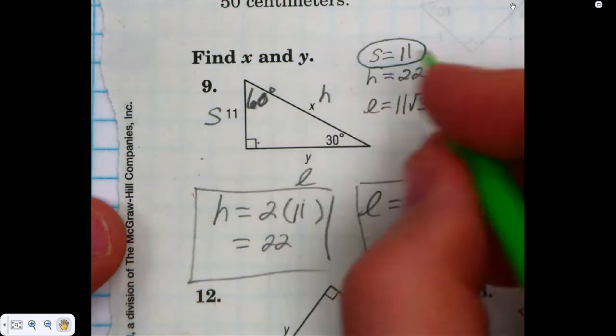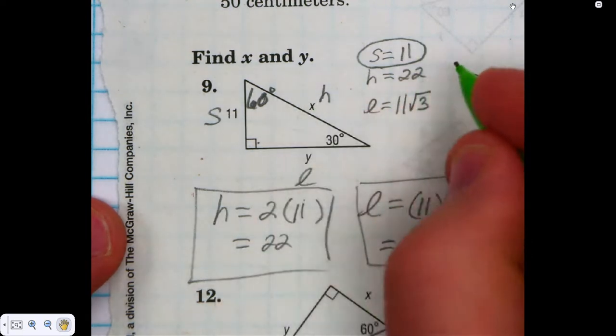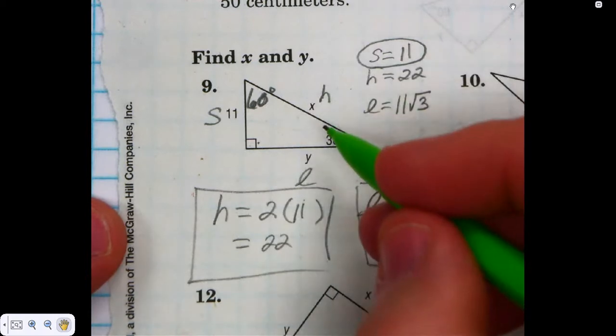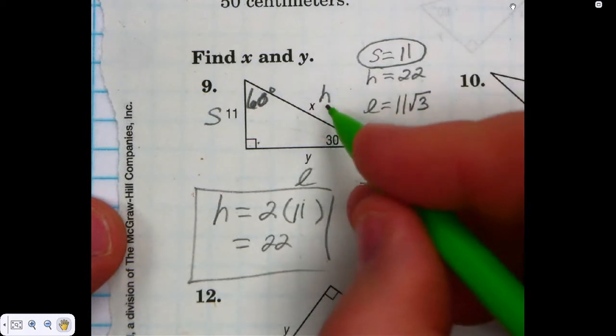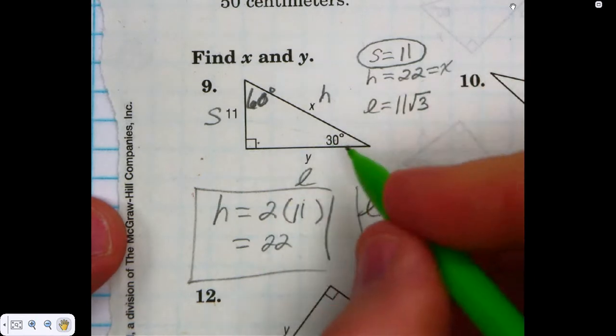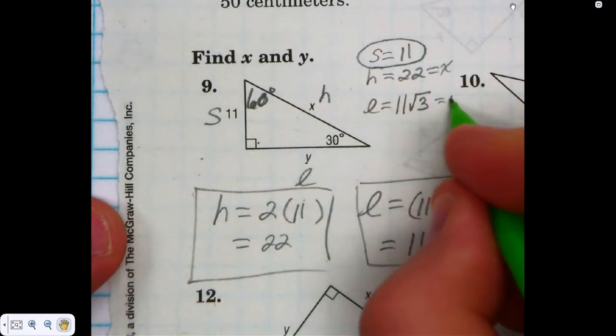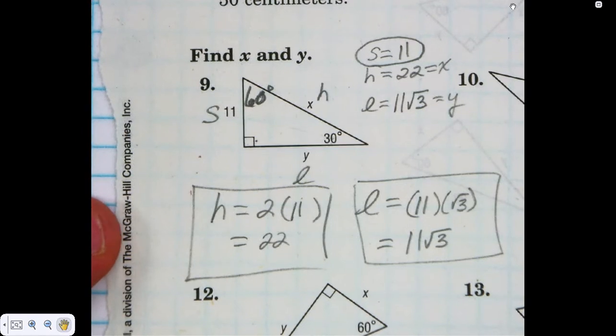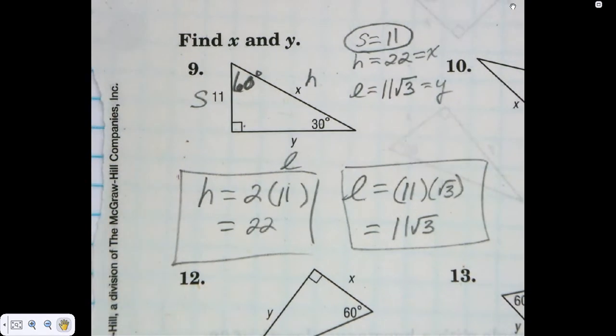So what they wanted me to find was X. What was X? To figure out which is which, all you have to do is look back at your picture. What's X? 22. It's H, right? So it's 22. What was Y? So you see how we do that? Any questions there? Write that down.